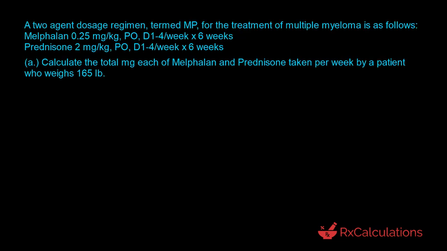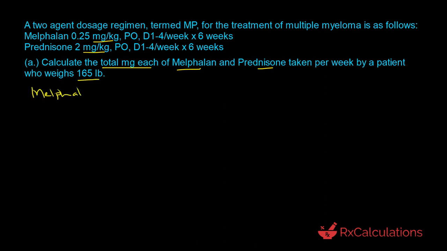So in this question, our goal actually is to determine the size of the dose. So we have a total milligram of melphalan and prednisone that we are looking for, and we are going to make use of the normalized dose, that's the milligram per kg for both melphalan and prednisone, and try and figure out exactly how much this patient needs based on the weight, the 165 pound weight. So let's start off with the melphalan.